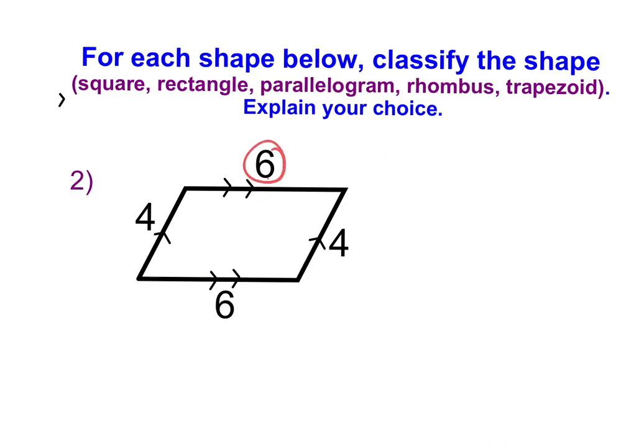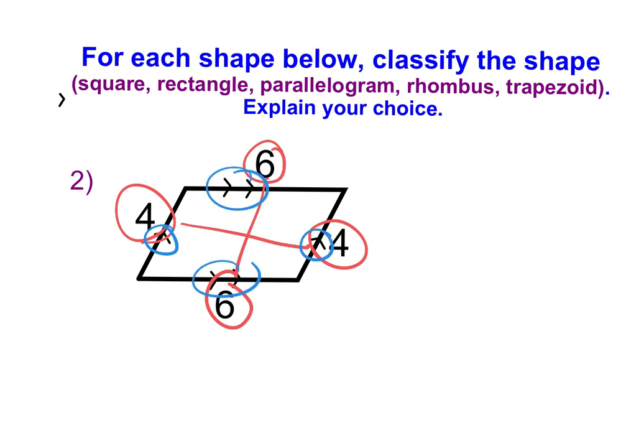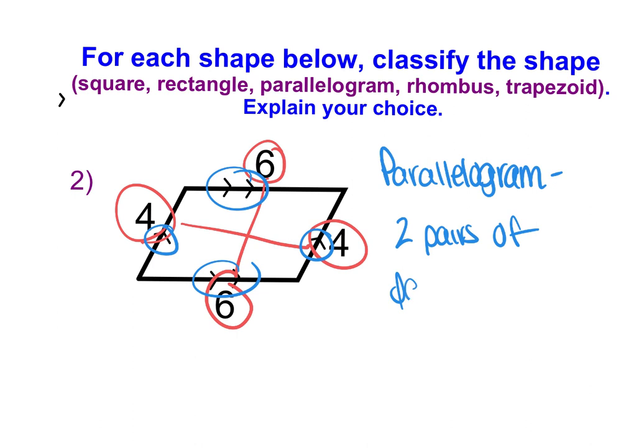What I notice is I have some side lengths that pair up. So I thought maybe at first that this might be a rectangle, but when I looked at my definition of a rectangle, it said that a rectangle has 4 right angles, and this doesn't have right angle notation in it. So then I looked at the fact and I noticed, hey, I have 2 pairs of parallel sides, and because of that, I have a parallelogram. And this is a parallelogram because we have 2 pairs of parallel sides.